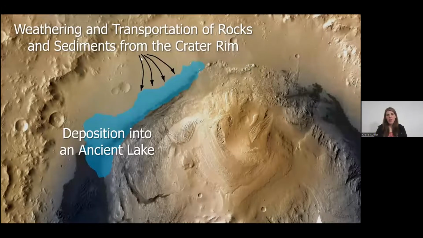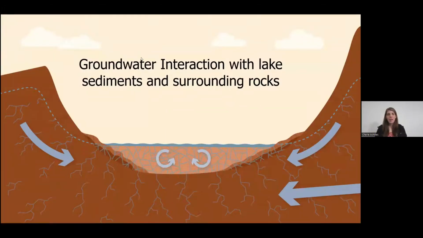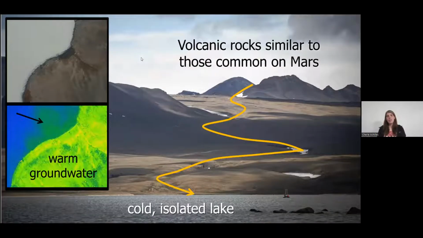So another thing that people think is happening is not only do you have water and sediment coming into this lake, but you have groundwater that's also altering these materials from below. And so my colleague decided to use Iceland as an analog to try and figure out if we can mimic these processes that we see on Mars. And so he chose this lake.